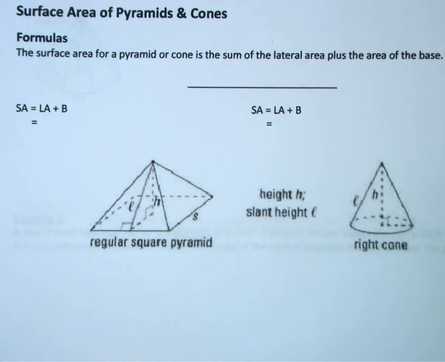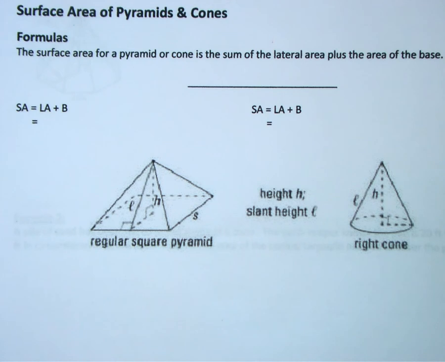Okay, we got to move right on into pyramids and cones. So right underneath where we stopped the last one, you'll see surface area of pyramids and cones. More vocabulary here, and this has an added twist, an added piece that's going to kind of throw us for a little bit of a loop.